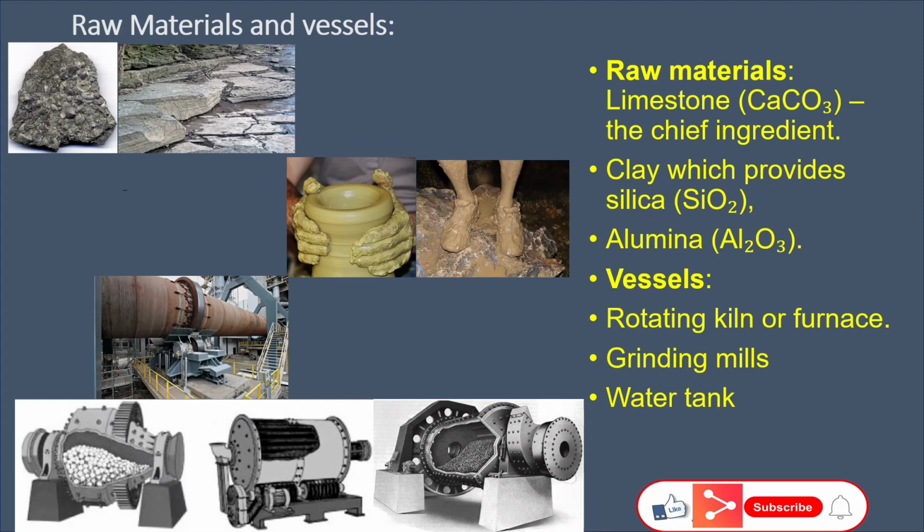Let's start with the raw materials. Limestone, as we can see there in the left corner up, is the chief ingredient, and that is calcium carbonate. We have clay, which provides silica or silicon dioxide, and that is common in our swamps. Then we have alumina. Those are the raw materials. The vessels include the rotating kiln, that round vessel that you're seeing on the left, and the water tank and the grinding mills, which are shown in the processes below.